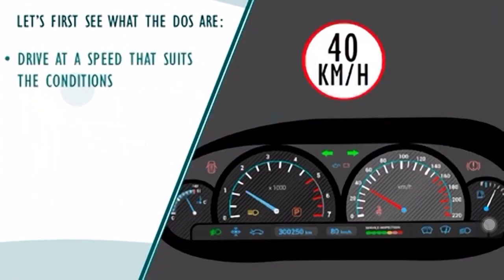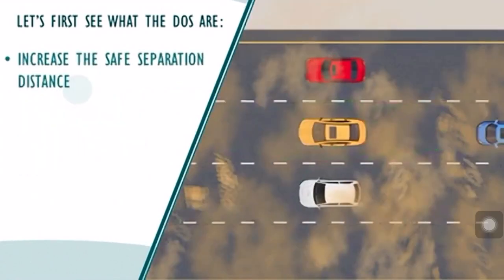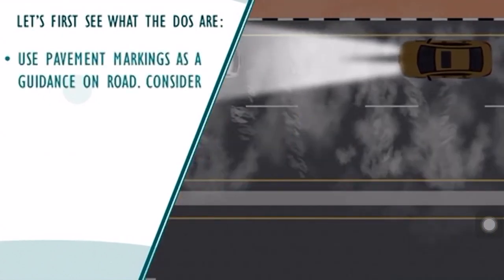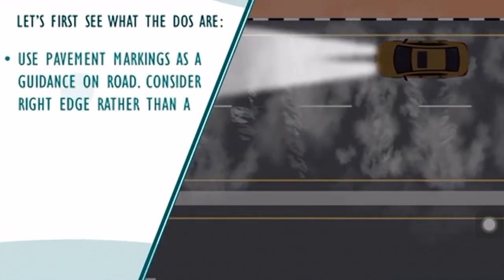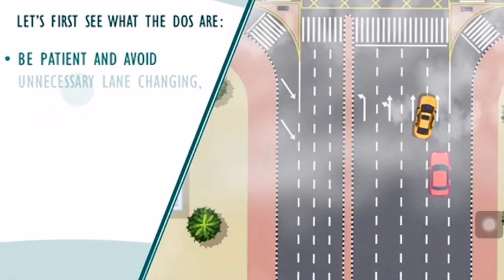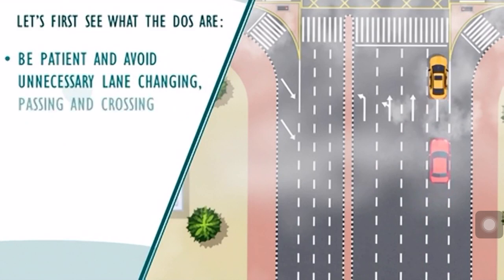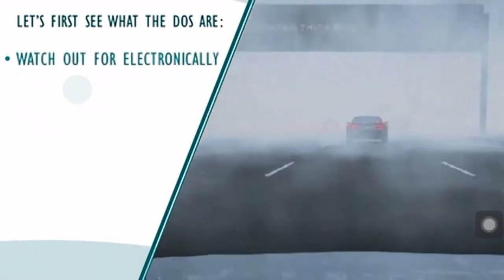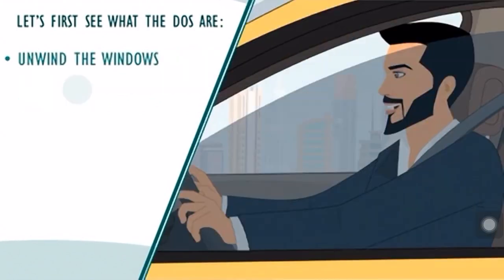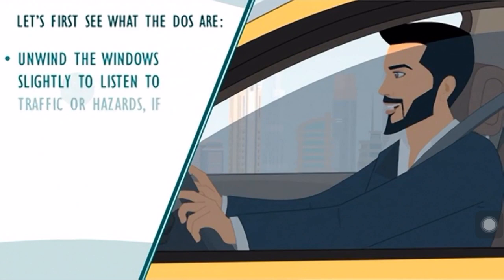Drive at a speed that suits the conditions. Increase the safe separation distance. Use pavement markings as a guidance on the road. Consider right edge rather than a center line. Be patient and avoid unnecessary lane changing, passing, and crossing traffic. Watch out for electronically operated warning signs and obey them. Unwind the windows slightly to listen to traffic or hazards if visibility is low.